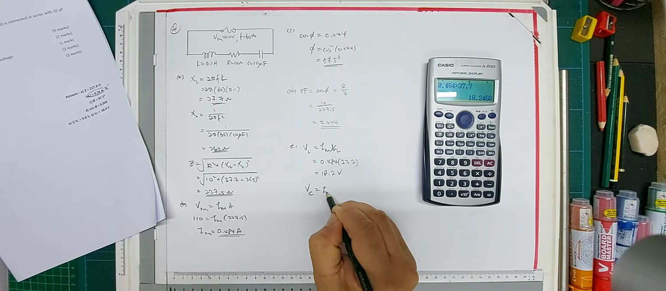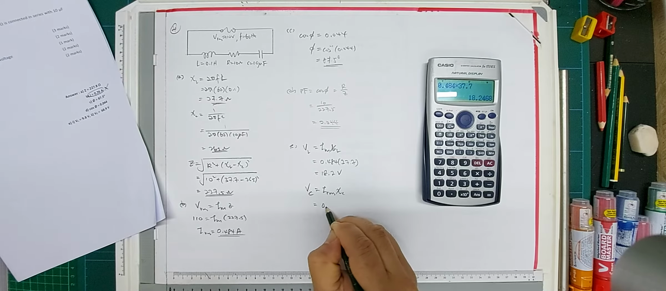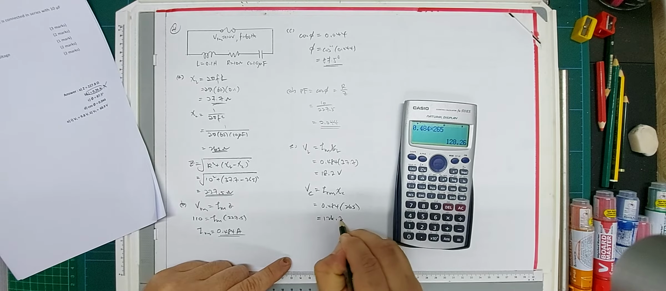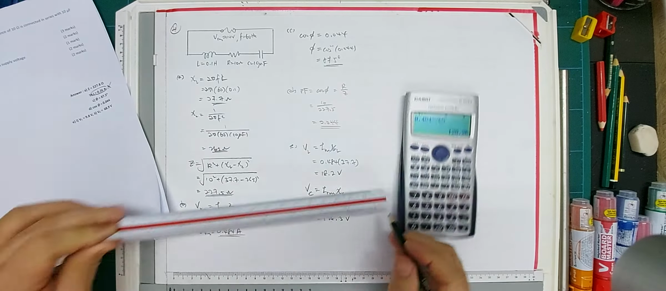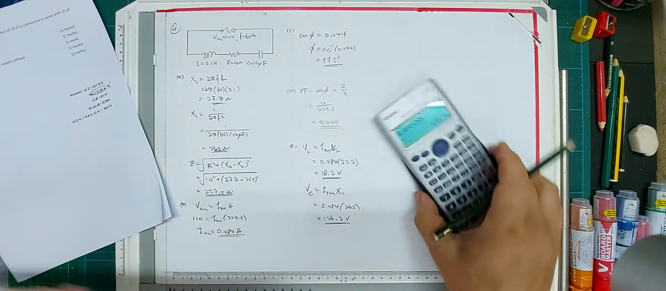And next one is the VC, which is I root mean square times chi C. 0.484 multiplied by chi C, which is 265. So 0.484 times 265, we have 128.3 volts. All right, okay, done.